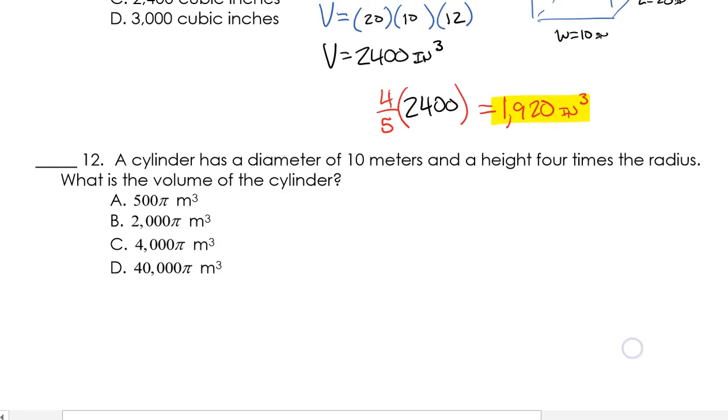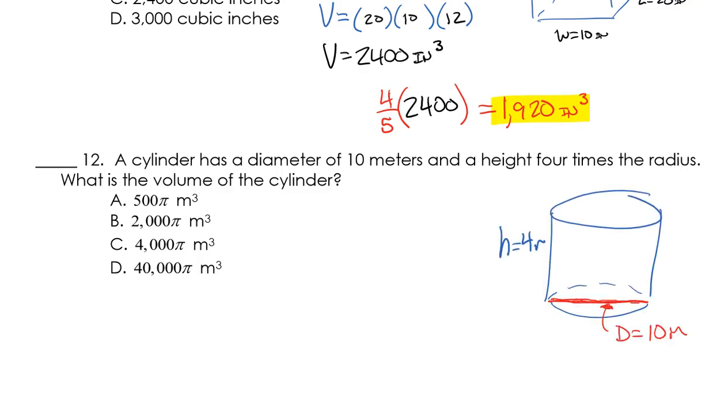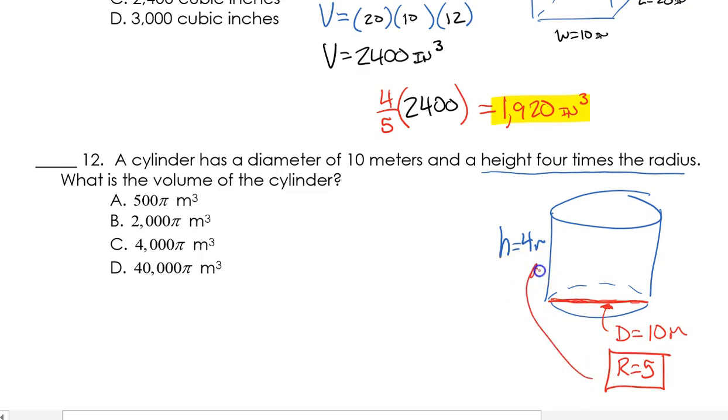Question number 12. A cylinder has a diameter of 10 meters and a height 4 times that of the radius. What is the volume of the cylinder? Let's once again make a sketch. So we have a cylinder with diameter equal to 10 meters and height 4 times the radius. Well, if we know the diameter is 10, the radius must be 5. Well, that means then we can take that and put that into the height to find our value, which means the height is 4 times 5, or a value of 20.